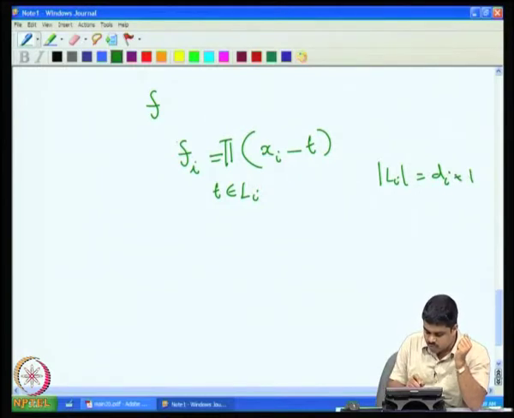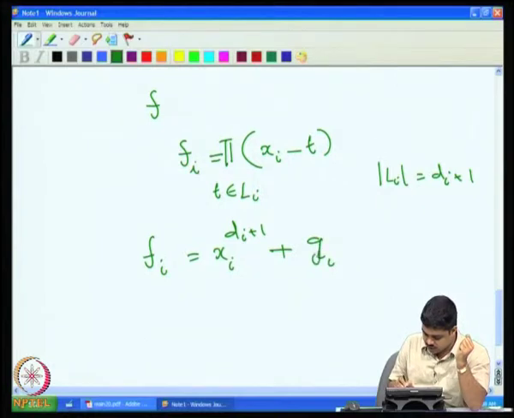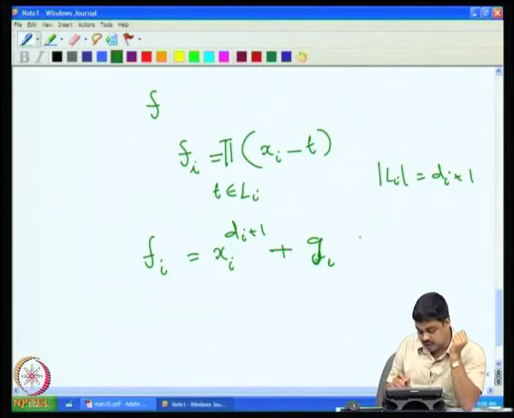So, this will be a polynomial in xi, and the degree of this polynomial will be xi raised to di plus 1. The first term will be the leading term. So, we can write fi as xi raised to di plus 1 plus some gi, such that gi will be of degree di.